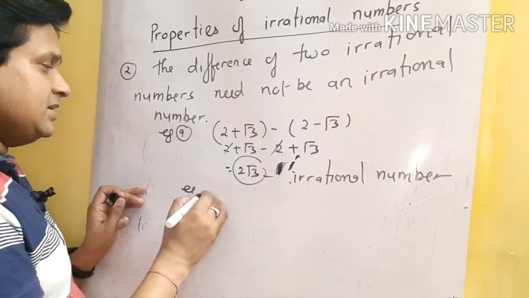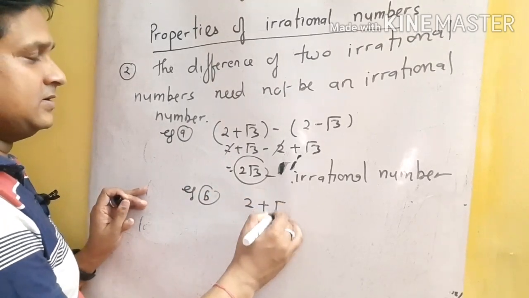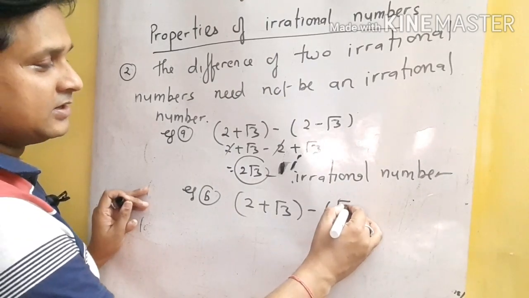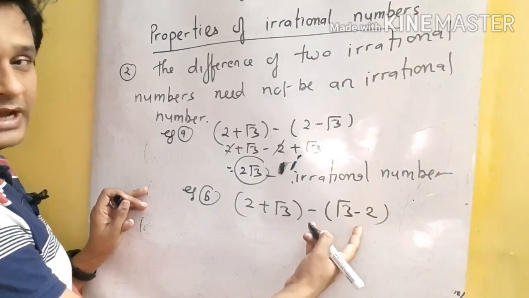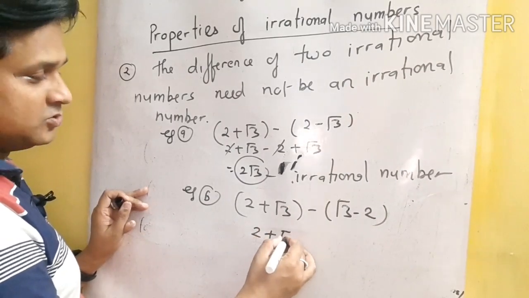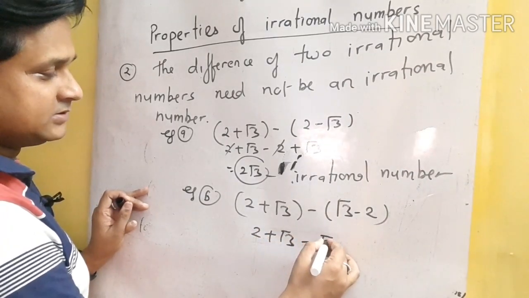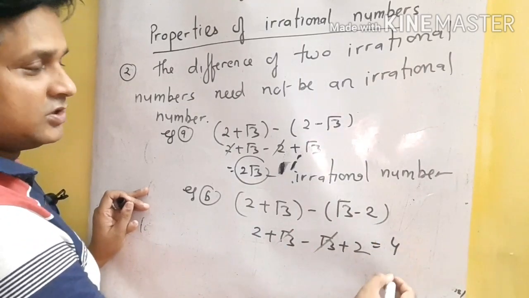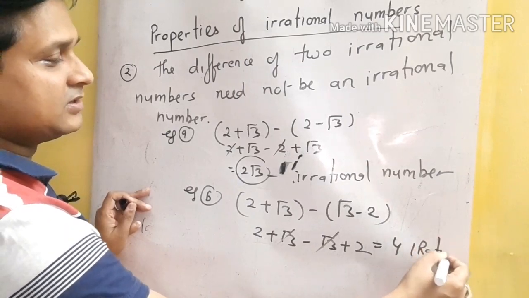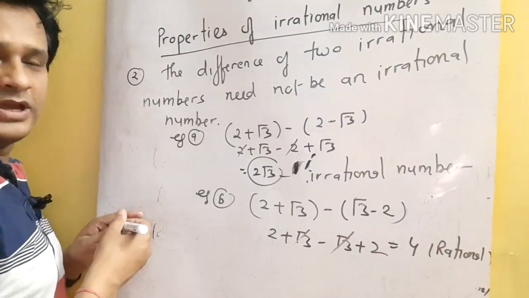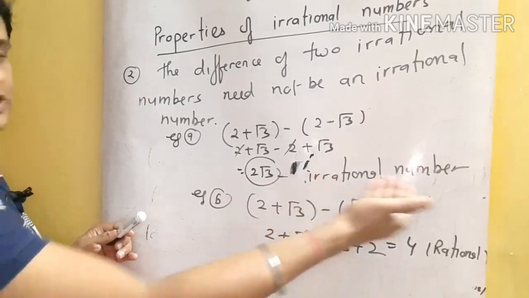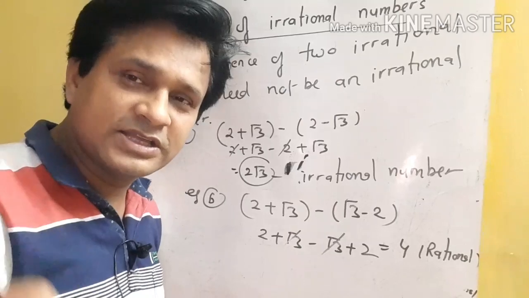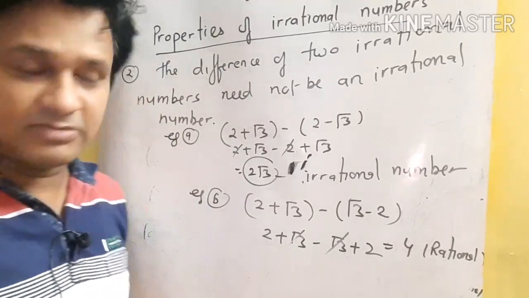Now example number B. Again difference is there. Now I just wrote it like this. So 2 plus root 3, open the bracket, plus 2 plus root 3, the root 3 cancels, and this will be 4. So 4 is a rational number. So you can see in one case it is irrational, in the other case it is rational. So the difference of two irrational numbers need not be an irrational number.